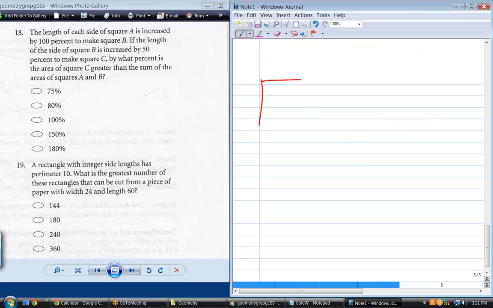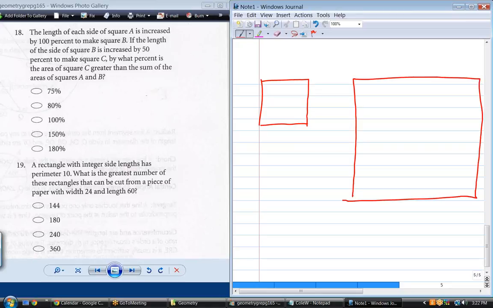All right, we start with a square. The length of each side of square A is increased by 100% to make square B. Well, there's my 100% increase, doubling it, which means my new square looks like this.